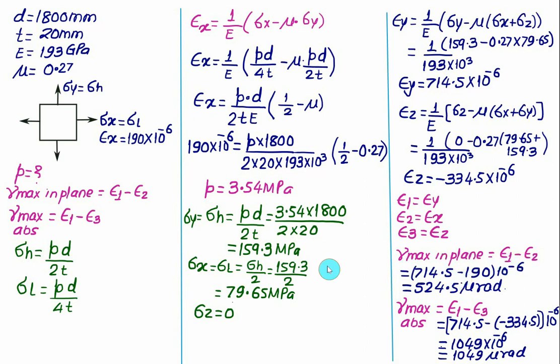The process is all simple and straightforward. Basic Hooke's law you have to use 3 times to calculate the values of epsilon y and epsilon z. Epsilon x is given. From epsilon x, first you have to calculate pressure. Once we know the pressure, calculate hoop stress and longitudinal stress. Hoop stress is equal to sigma y, sigma L is equal to sigma x. Sigma z will be equal to 0 because this is a 2-dimensional problem, and any 2-dimensional problem can be converted into a 3-dimensional problem by assigning the third direction stress equal to 0. Then you can calculate the value of gamma max in plane and the absolute value.